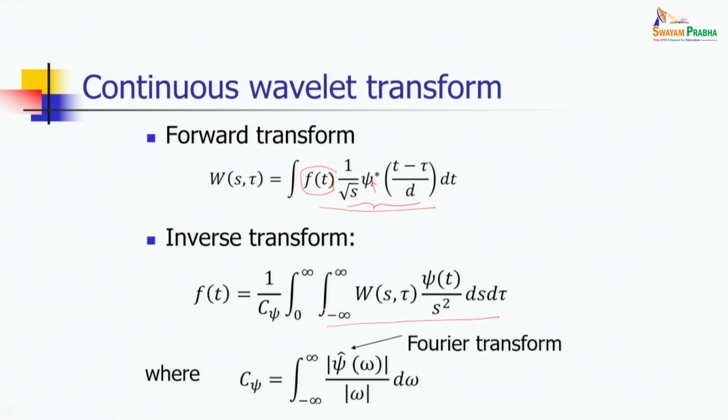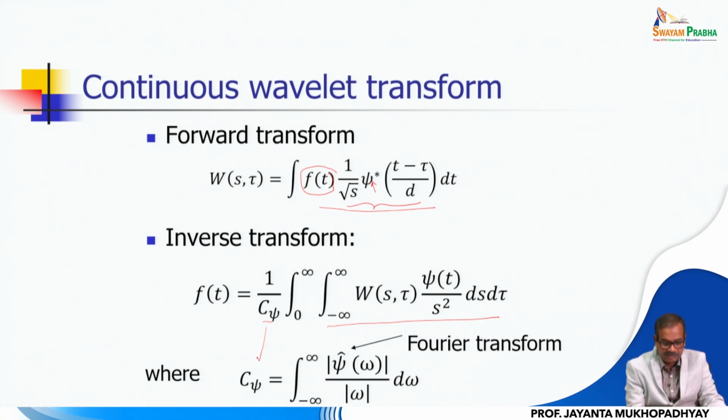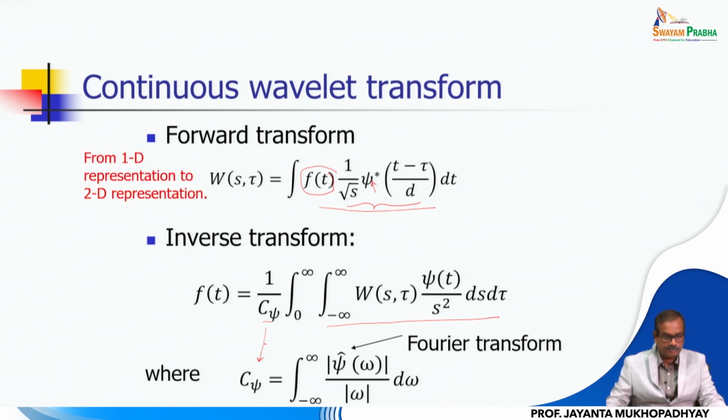And this is the definition of C-phi. So this is the mathematical expression that works for the inverse transform.